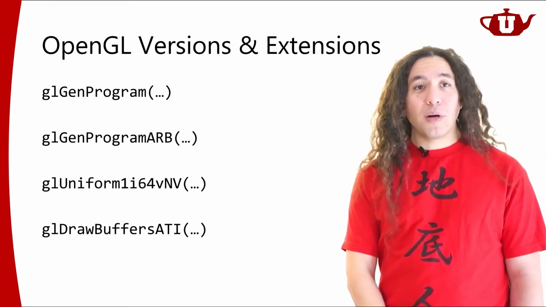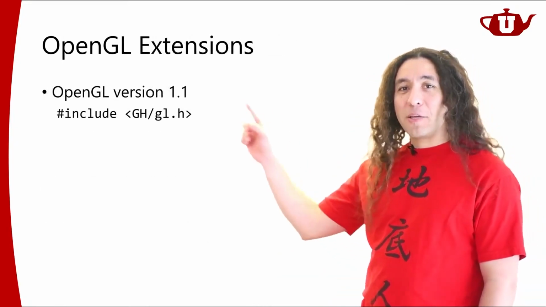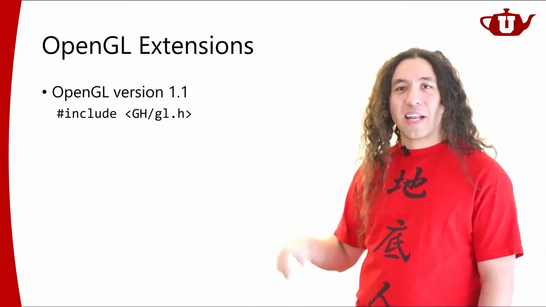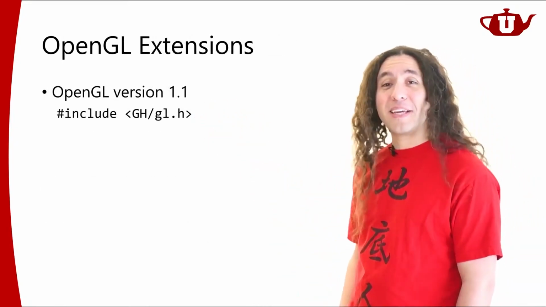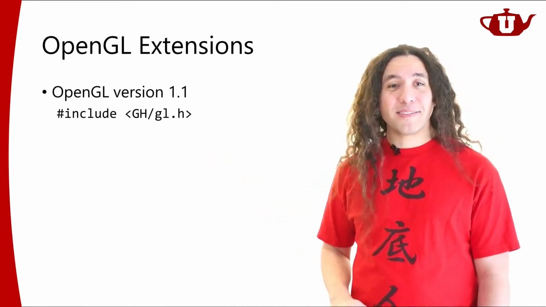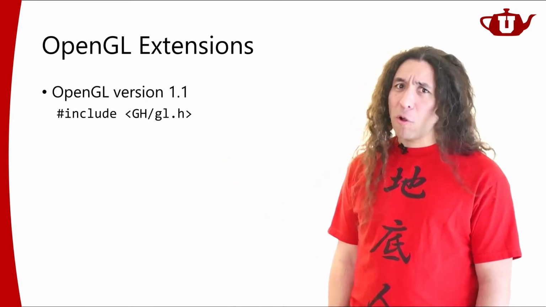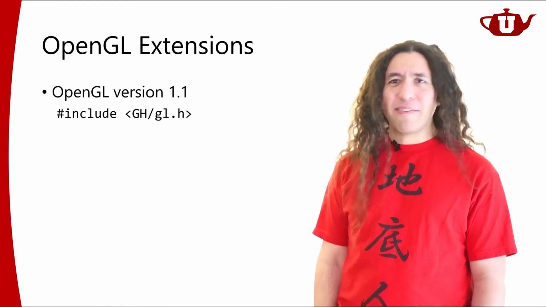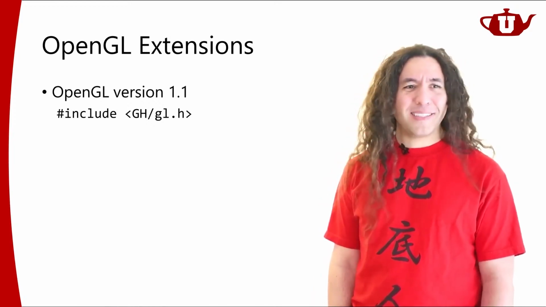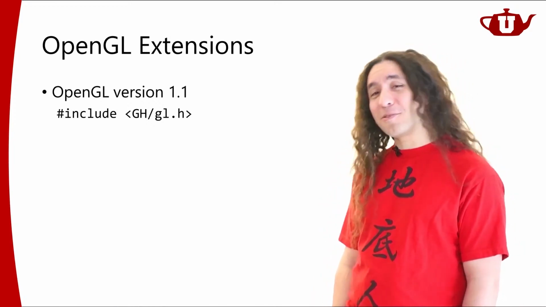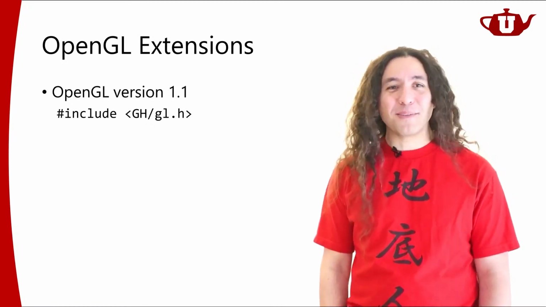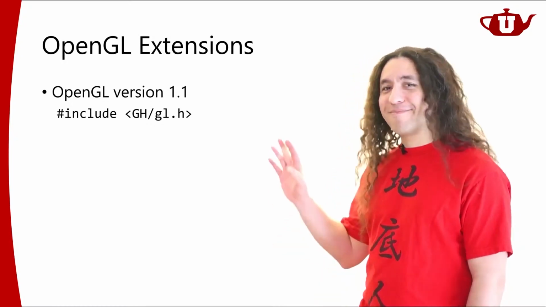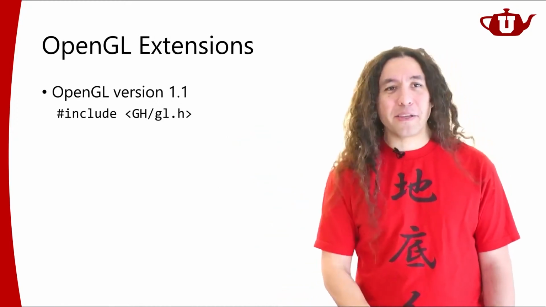So when you include this gl.h, this is going to be OpenGL 1.1. Kind of old, very, very old. Doesn't have any shaders in it. We can't do much. Well, we can do a lot of things with OpenGL 1.1, but not the version of OpenGL that I would recommend that you use.